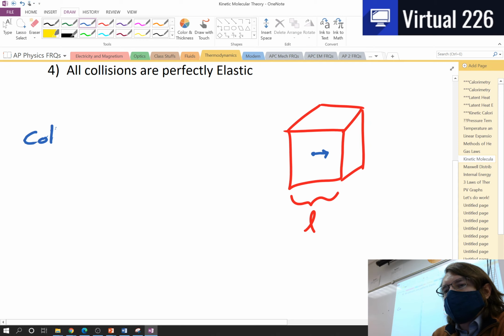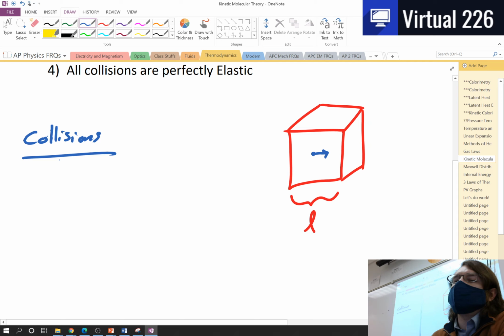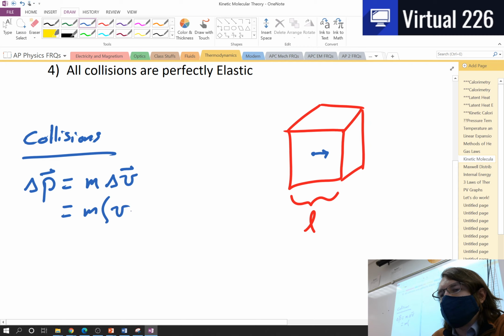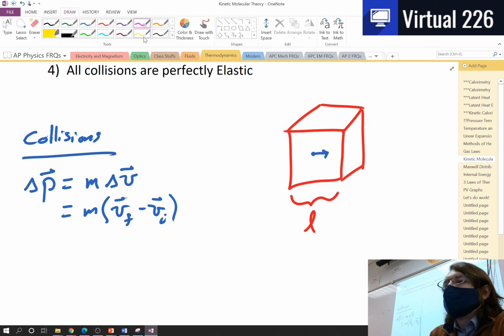If we go back to collisions, and what we learned in classical mechanics in regards to collisions and momentum, when we have a change of momentum, a delta p, and remember that momentum is a vector because there's a velocity, that change in momentum is equal to a mass times a change in velocity. This change in velocity is very important here because it's a mass multiplied by a final minus initial direction and amount. When our object is moving to the right and it hits the sidewall, it begins moving to the left in this perfectly elastic collision.